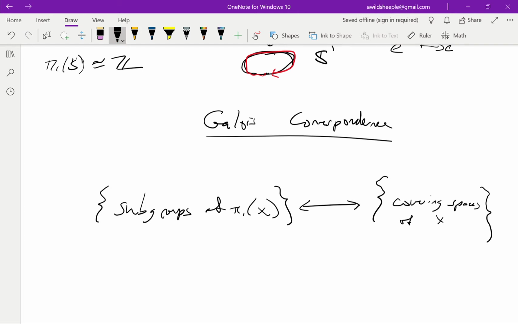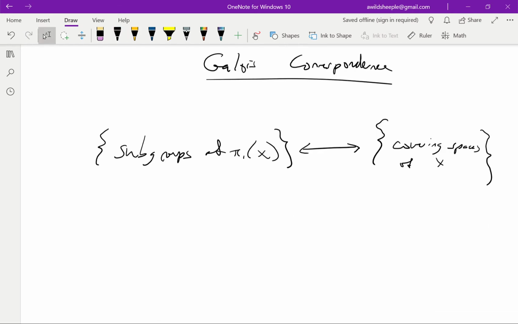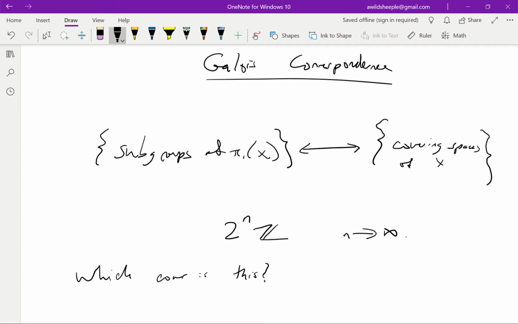So the question then is, if I look at my chain of subgroups, they all have the form 2^n Z as cosets, and n is going to infinity. So it seems pretty clear then that there isn't really any space that lies over this. So maybe your question is, which cover is this limit, if it exists? And how do I make sense of it?